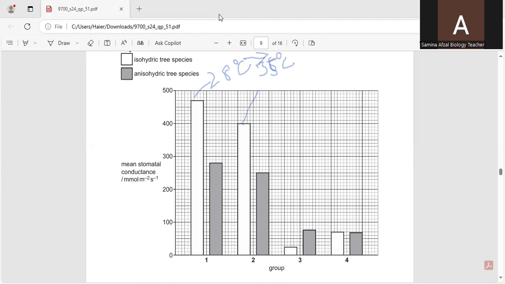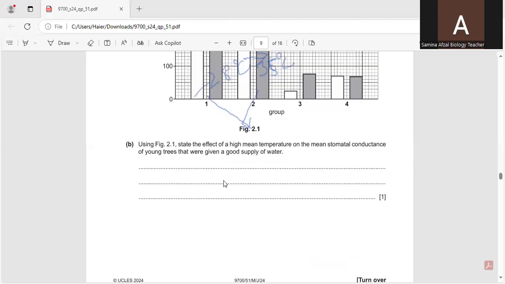So in this way, we can see a decrease in the mean stomatal conductance. So the value was about 470, and it is decreased to 400. So in this way, we can say that when there is an increase in the mean temperature, then there will be a decrease in mean stomatal conductance in these species of the plant. So you can see from this graph. Now we will write our findings in the answer.